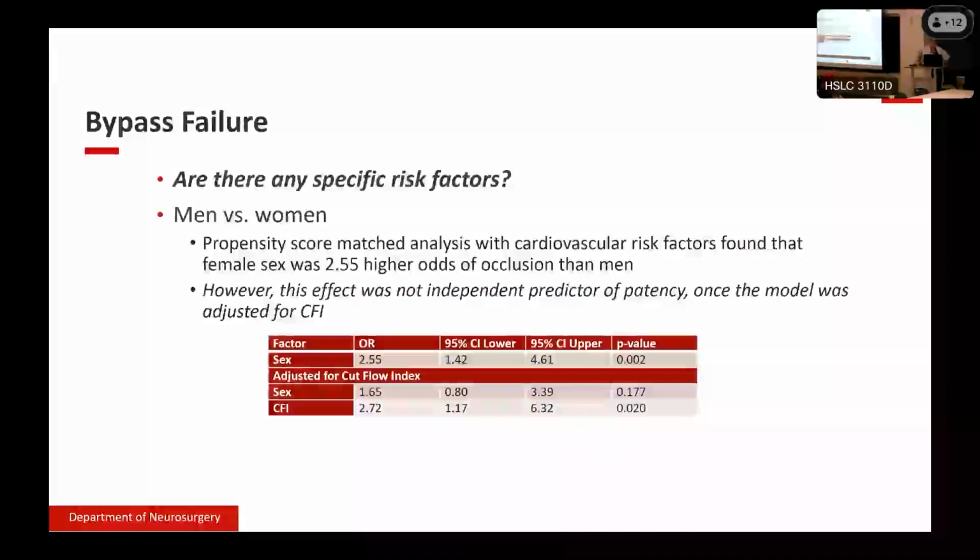Exactly, yeah. So the last slide, I think it's the last slide, is about my follow-up analysis here, which was the propensity score matching, where I included all the cardiovascular risk factors, and I wanted to propensity score match them and look at the odds ratios. So before adjusting for the cut flow index, women did show a 2.5 higher odds of occlusion than men. But when adjusting for CFI, that effect was not an independent predictor anymore.